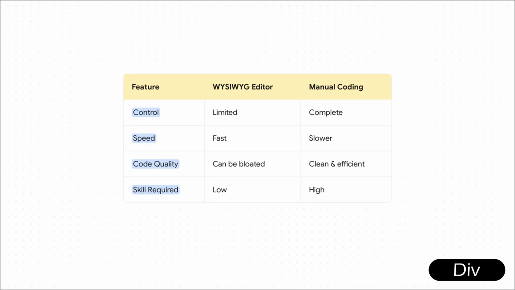So, this brings us to the fundamental trade-off, the big compromise. With a visual editor, you get incredible speed and it's super easy to get started. But you often give up some fine-tuned control and code quality. On the flip side, coding by hand is slower, for sure, but you control every single bit and byte. Handwritten code is usually super clean and efficient, while the code generated by an editor can sometimes get a little messy or bloated, which can slow your site down.